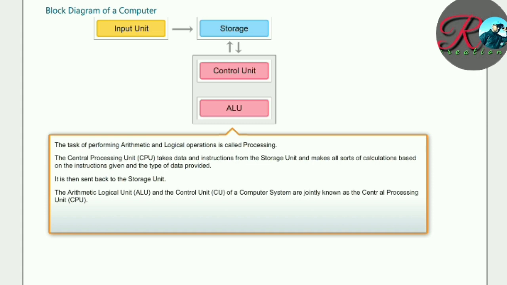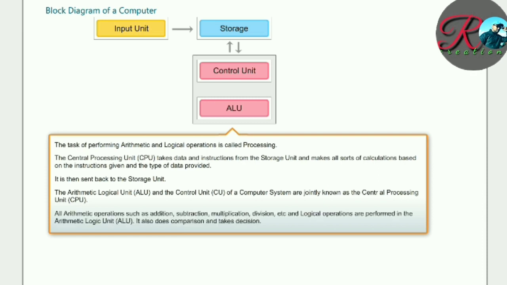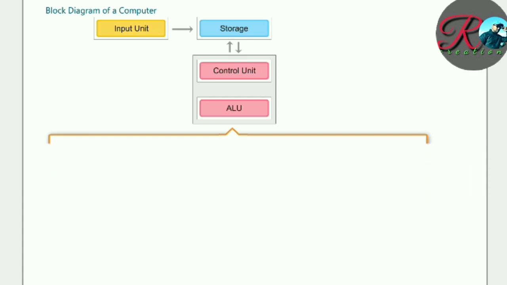The arithmetic logical unit or the ALU and the control unit, the CU of a computer system are jointly known as the central processing unit or the CPU. All arithmetic operations such as addition, subtraction, multiplication, division, etc. and logical operations are performed in the arithmetic logical unit. It also does comparison and takes decision.